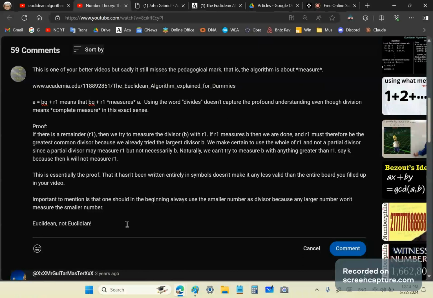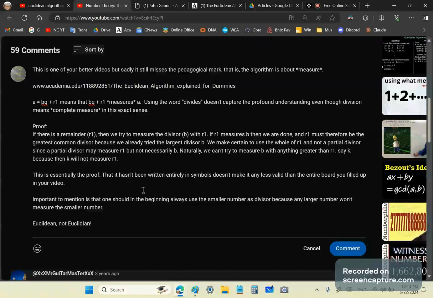Because if we use a partial divisor of R, it may measure R1, but not necessarily B. So that's why we use the whole of R1. And naturally, we can't try to measure B with anything greater than R1, say K, because then K will not measure R1. This is essentially the proof, okay?